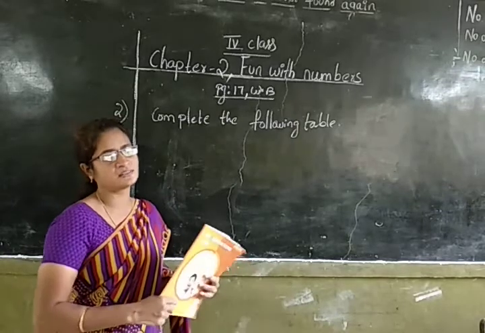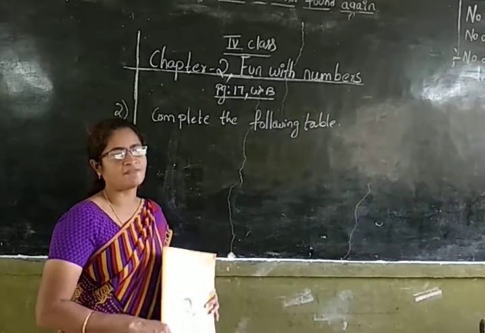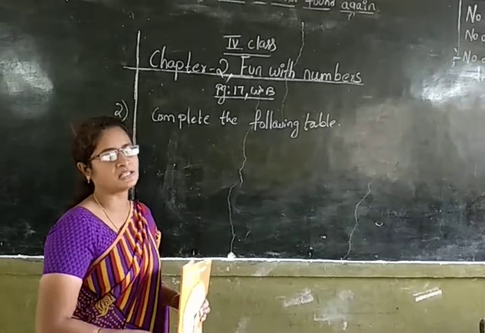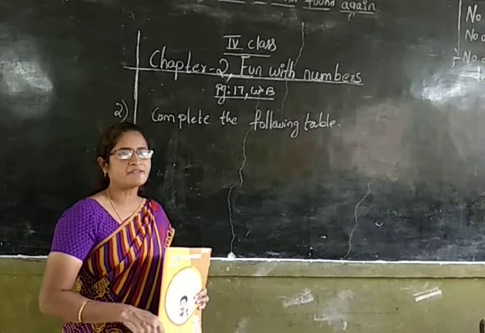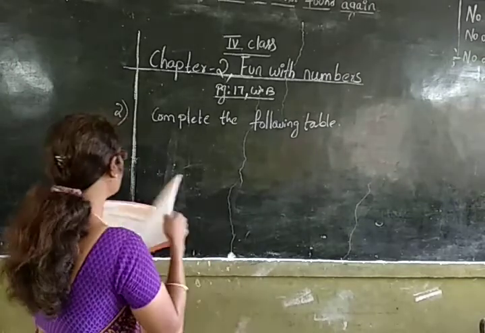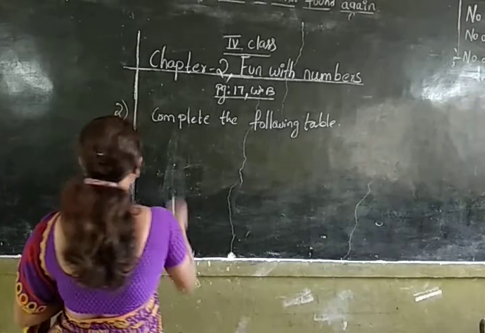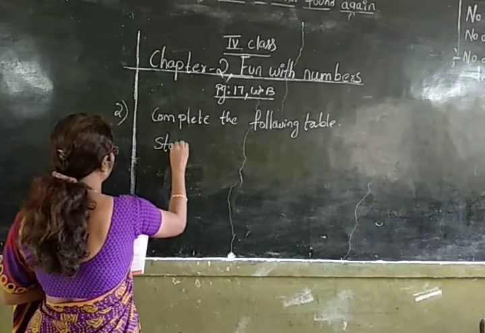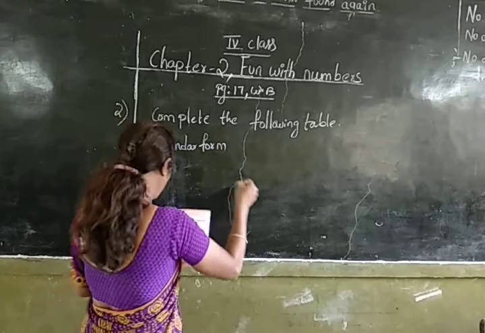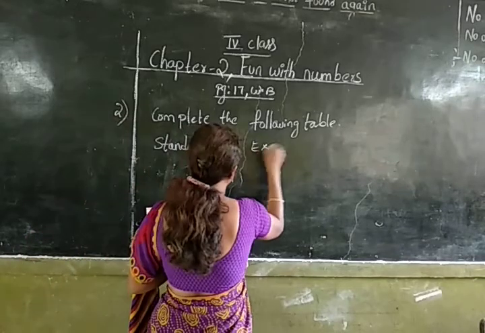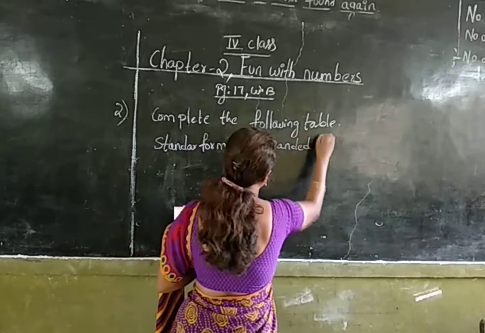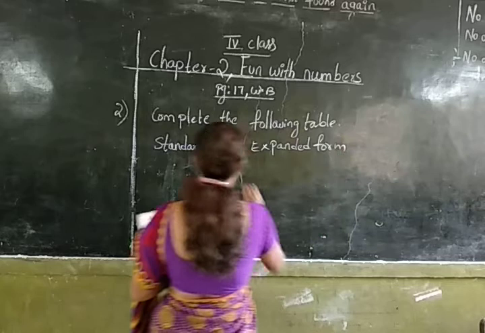I already explained in the first chapter that expanded form means writing the place value of each digit in a number, and standard form means writing the number for the given expanded form. So now let us do the standard forms and expanded forms. If standard form is given, you have to write the expanded form, and if the expanded form is given, then you have to write the standard form.